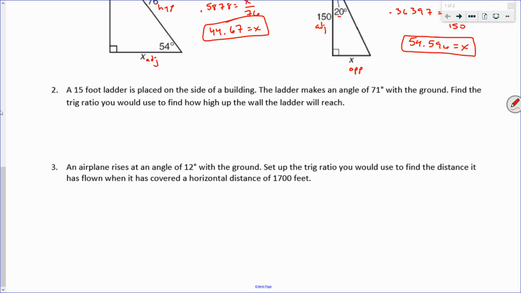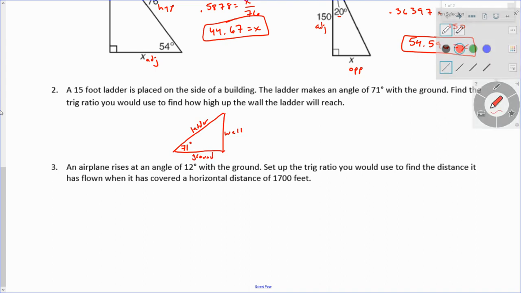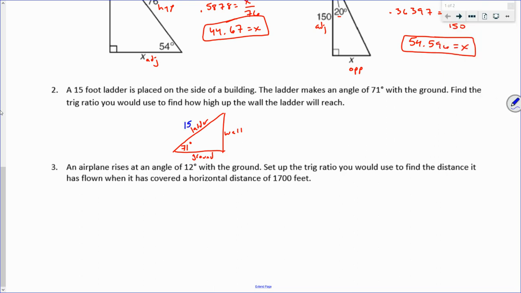All right, so the next couple problems are purely just to see if you can draw the triangle and then do the same thing. A ladder leans up against a wall. So here's our ladder, here's our wall. 71 degrees, it says, with the ground. This is a 15-foot ladder. Find the trig ratio you'd use to find how high up the wall, so x.